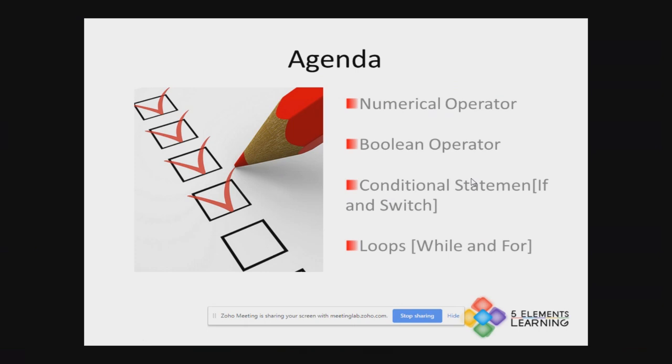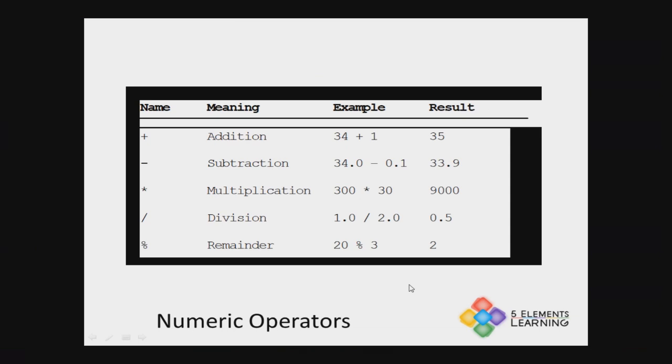So yesterday we wrote a few basic programs. We understood the concept of data types. Today we are going to use them with something called operators, and we are going to look at numerical operators and Boolean operators. After that we are going to talk about the conditional statements and the looping statements.